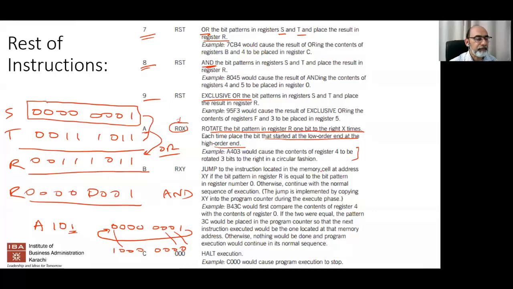Now, finally, let's take a look at this instruction, opcode B RXY. This is slightly different. This is saying jump to the instruction located at the memory cell whose address is XY if the bit pattern in register R is equal to the bit pattern in register 0.